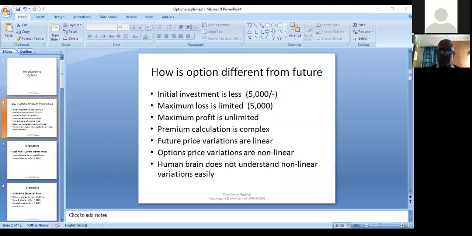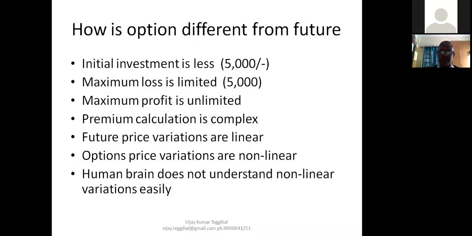Can you make it full screen, sir? Yeah, I'll do that. Can you see it better now?